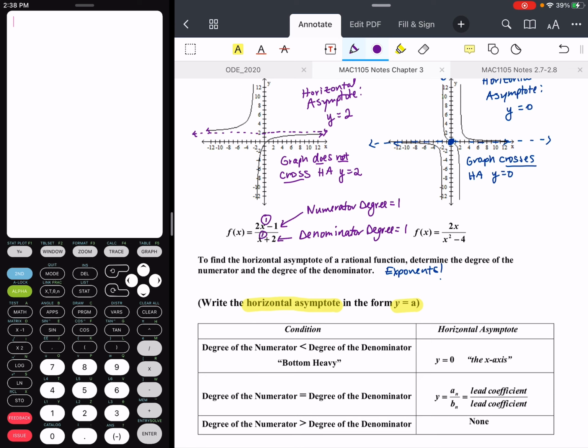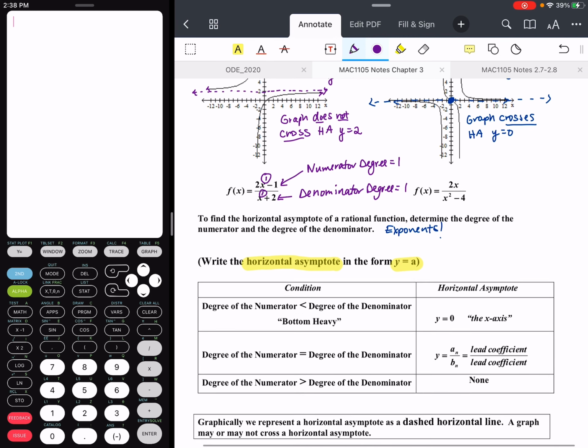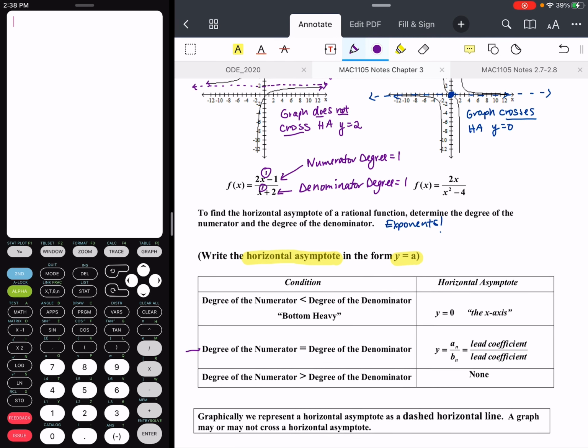All right, so let's see what case we have here. In our table, that's the second case, where the degree of the numerator equals the degree of the denominator. 1 equals 1 in this case. So then for our horizontal asymptote, y equals the ratio of the two leading coefficients.